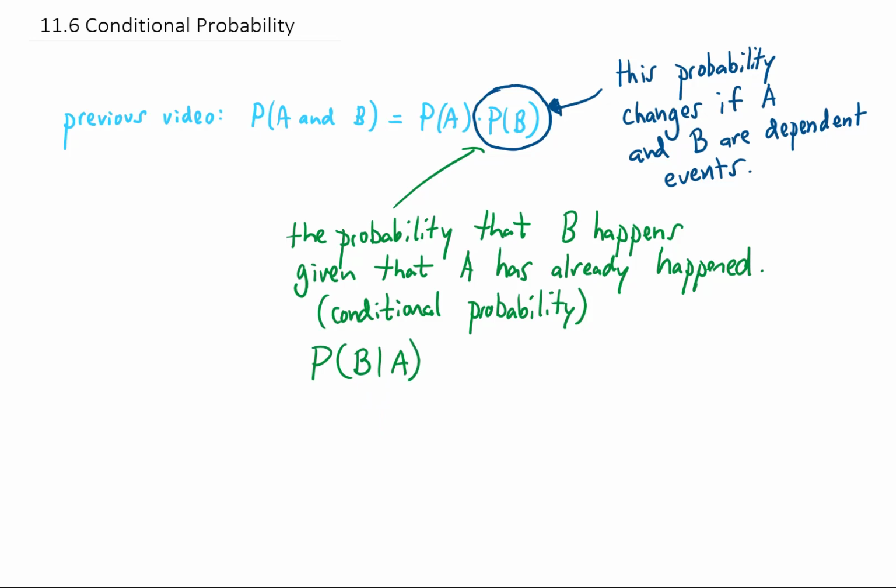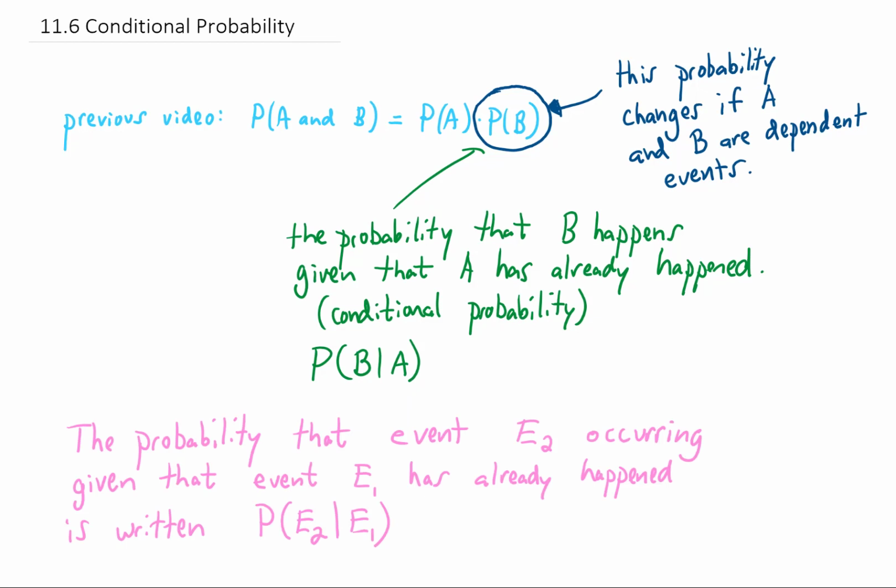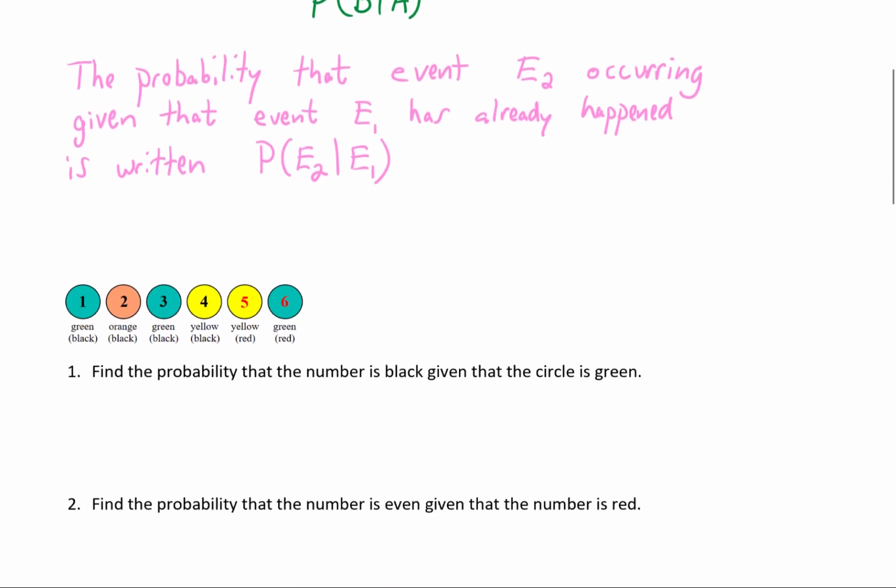Let's generalize a little bit. The probability that some event E2 occurs, given that event E1 has already happened, is written like this right here. Probability of E2 given E1. Let's take a look at an example.